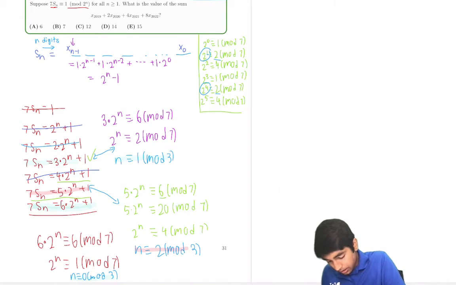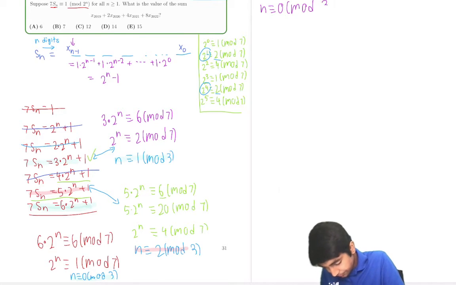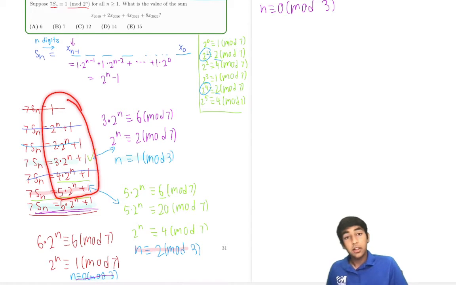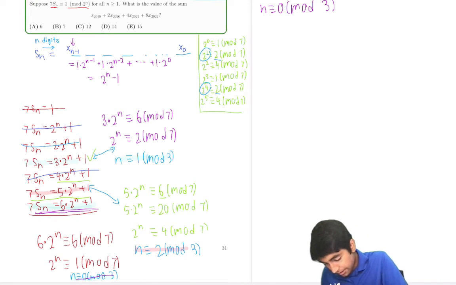Okay, let's write what this means. So if n is 0 mod 3, right? We found that n was 0 mod 3 when this equation is true. So n equals 0 mod 3 means that this equation must be true. Because for n equals 0 mod 3, none of these other quantities are 0 mod 7. So therefore, we have 7 Sn equals 6 times 2 to the n plus 1.